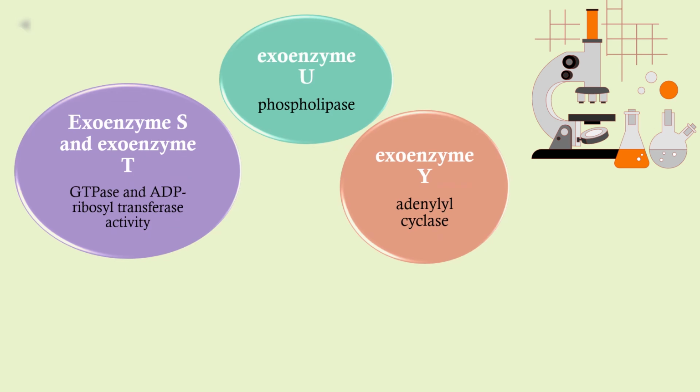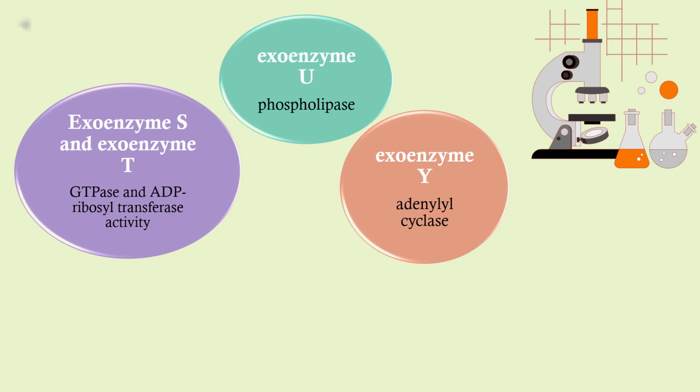Earlier, we talked about secretion system 3 that injects toxins into the host cells. Now, we want to talk about the effect of these toxins in human cells. First of all, we talk about exoenzyme S and exoenzyme T. These toxins are bifunctional enzymes with GTPase and ADP-ribosyltransferase activity. We will discuss ADP-ribosyltransferase activity in more detail later.